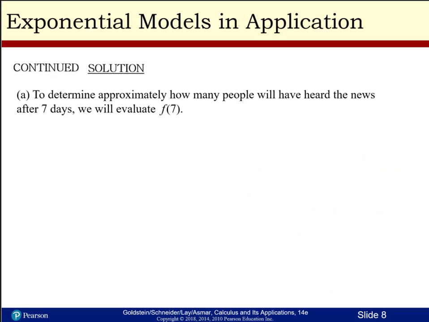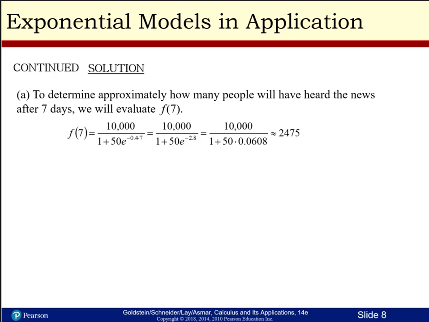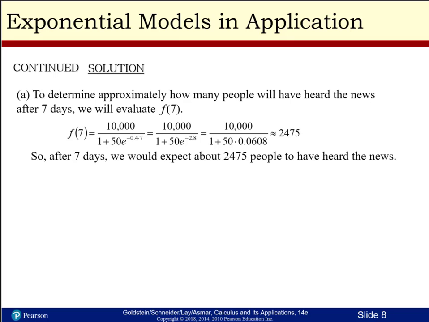So to determine how many people will have heard the news after 7 days, we're going to find just f of 7. Total algebra problem here, just plugging in a 7 to our general function, and we'll get 2,475. That means after 7 days, we would expect 2,475 people to have heard the news.